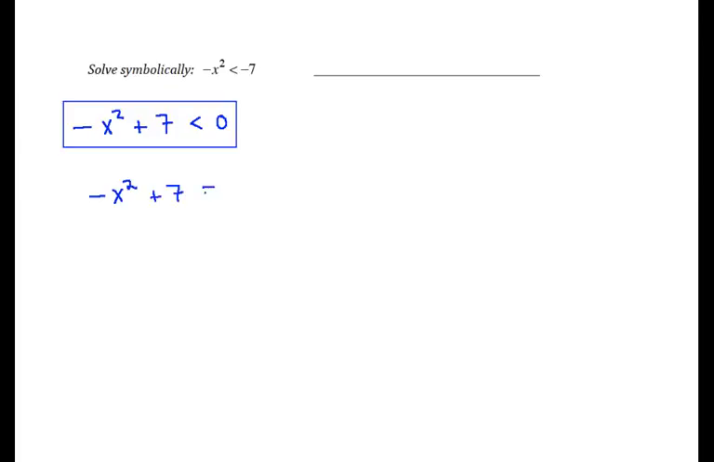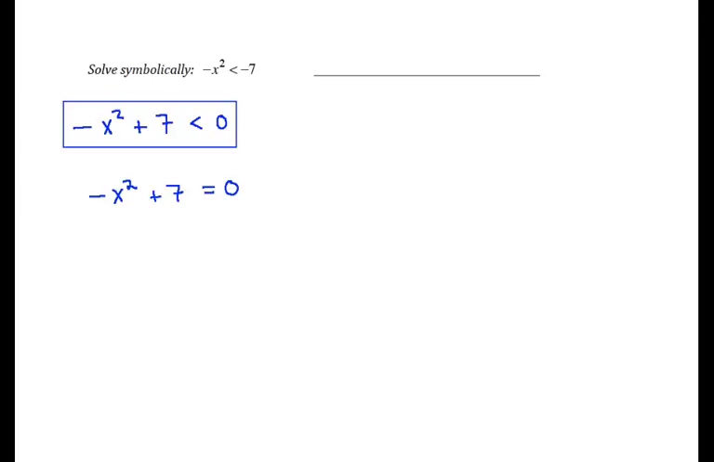Following this same process now with another inequality, I'm going to start by getting all the terms on one side. That's going to look like this: -x² plus 7 is less than 0. This is the form of the inequality I'm going to choose to use when I get to the number line part of this problem. But first I need to find out what those zeros are, and to do that I'm going to change that inequality temporarily into an equal sign.